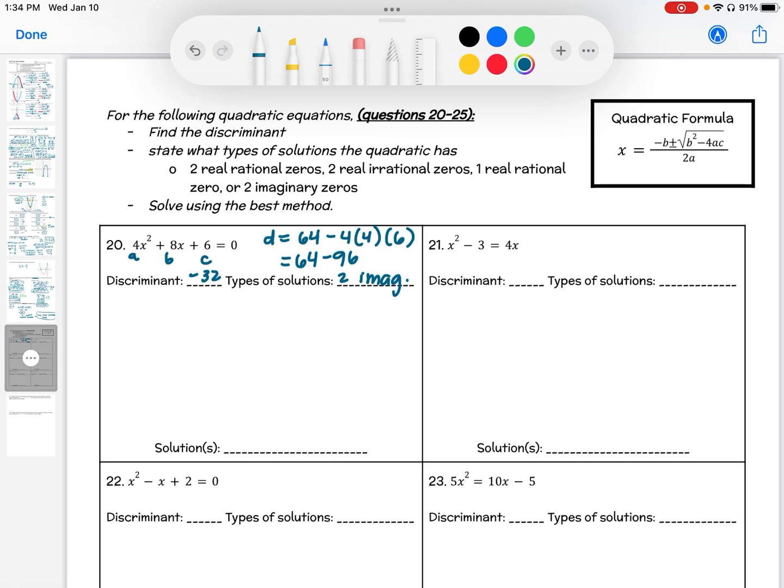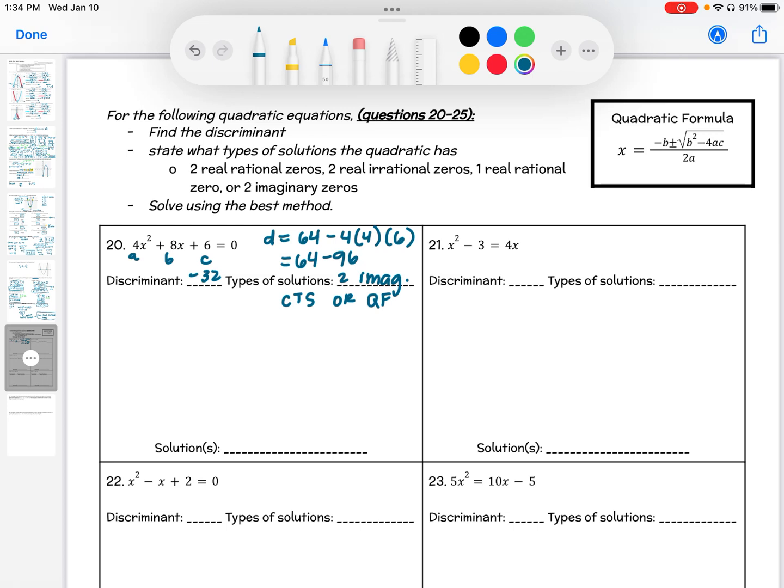Whenever we have imaginary solutions, our best methods are going to be completing the square or the quadratic formula. Either of those is acceptable, but because we've already found the discriminant, it is way less work and way easier to go ahead and use the quadratic formula. We have the quadratic formula up here in your box, and remember that it is going to be given to you on the test.